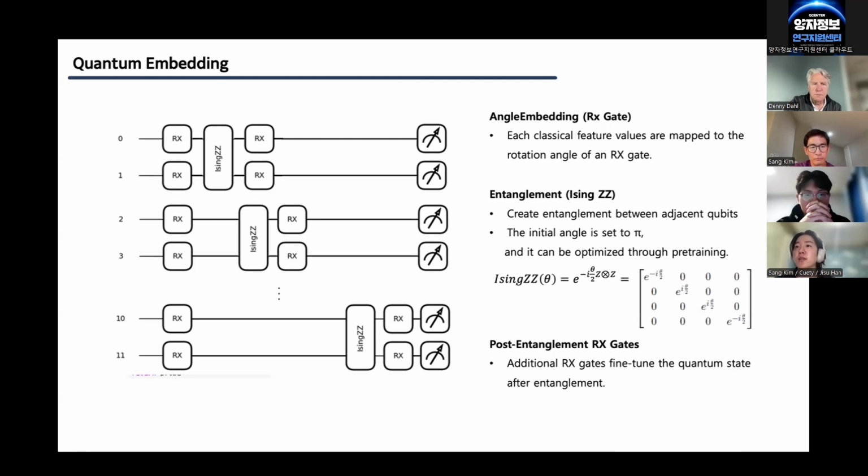After the entanglement step, we applied another RX gate for post-processing. This additional rotation enhances the expressivity of the circuit and helps capture more complex decision boundaries.